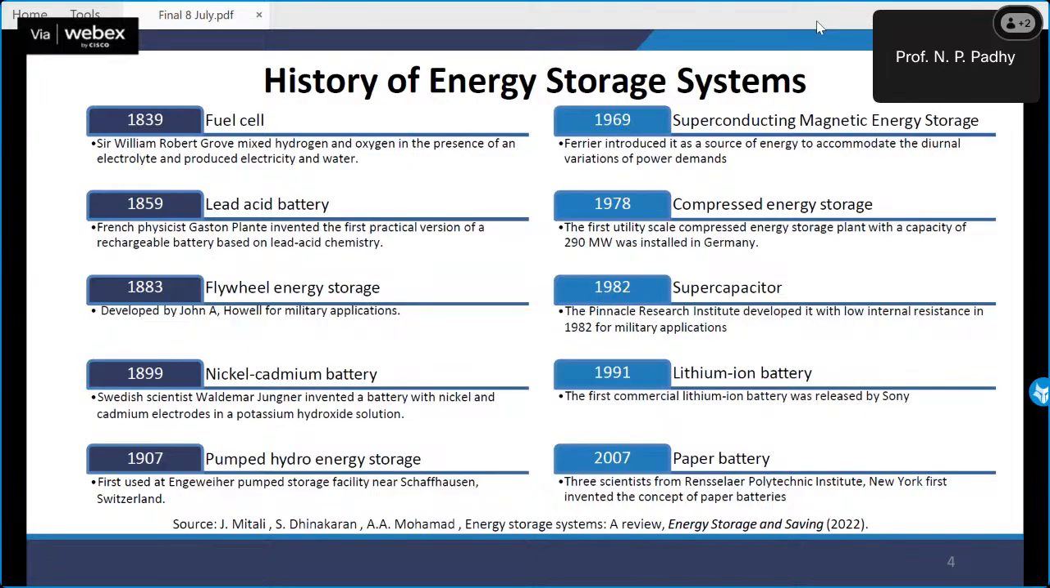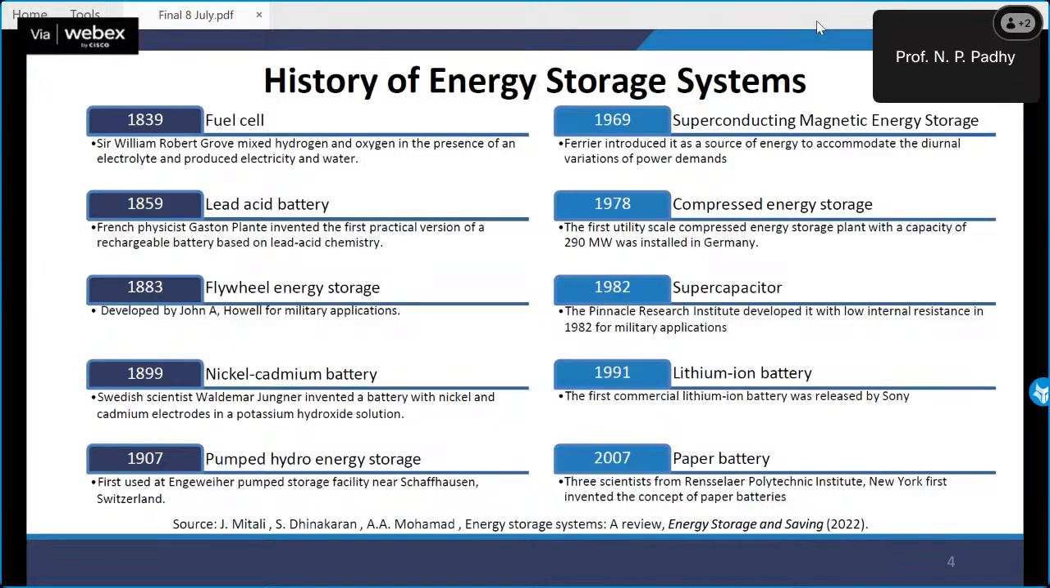Then we moved to 1969, superconducting magnetic energy storage. Then we moved to compressed air energy storage in 1978, supercapacitor in 1982, and then the breakthrough appeared in 1991 with the lithium-ion battery. And finally, the latest technology, 2007 to 2010, is the paper battery.